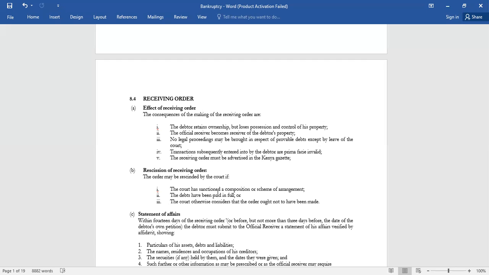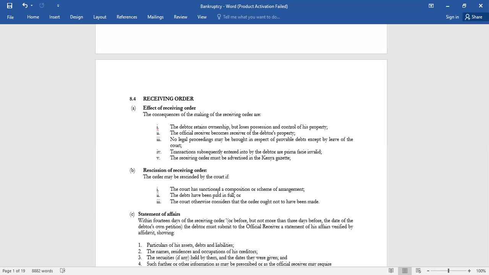Mimi nimekulipa pesa yako tumemalizana. Or 3, the court otherwise considers that the order ought not to have been made. If the court goes ahead and realizes that the creditor was just mudslinging you and you are not a bankrupt, the order will be rescinded or it will not take effect.